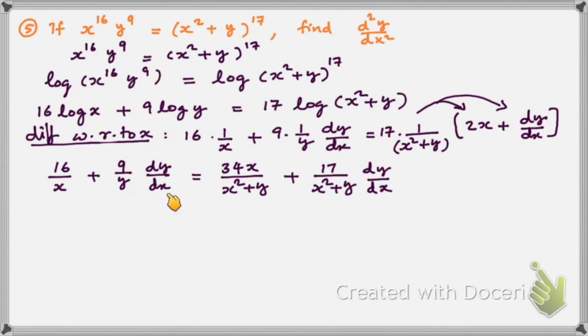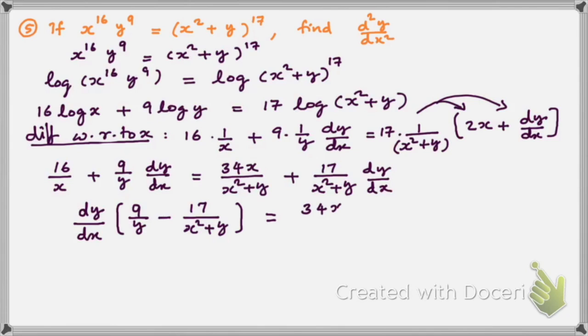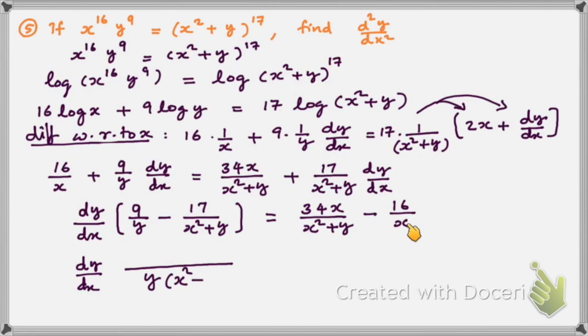Now we are going to collect the two dy by dx terms. I have one dy by dx here and one dy by dx here, and I'm going to collect them together on the left side. So dy by dx common factor into 9 by y, and from the term which I bring to the left side, I have minus 17 by x square plus y, is equal to the remaining terms, 34 by x square plus y, and the 16 by x goes to the other side and becomes minus.